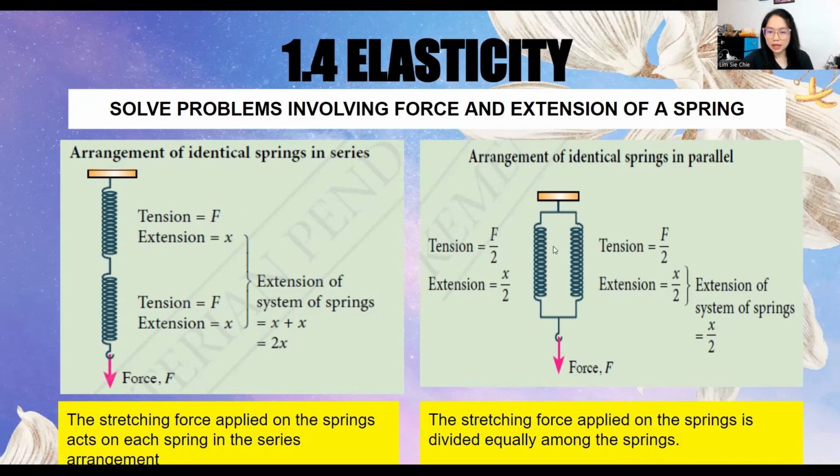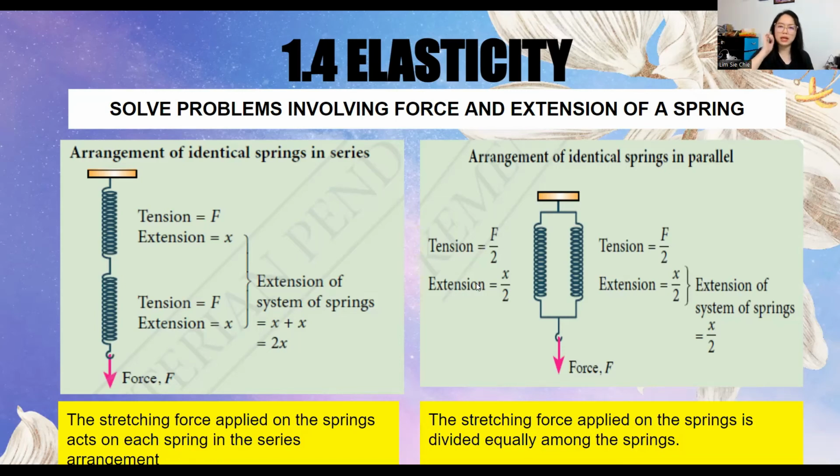Now, another one, for parallel, if I hook 5 Newton of force here, what happens is both of the springs will be sharing the weight. When they share the weight, it means that 5 Newton is going to be divided by 2, and then you get 2.5 Newton for each spring. So that is what we mean by that. Okay. Now, the questions tend to be like this.